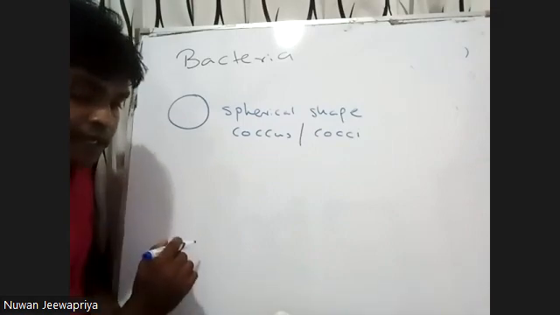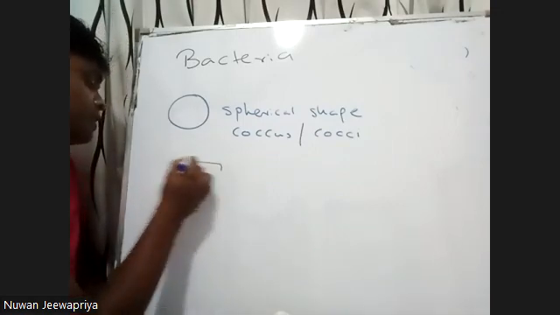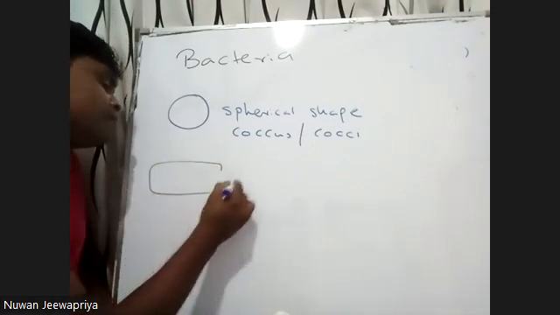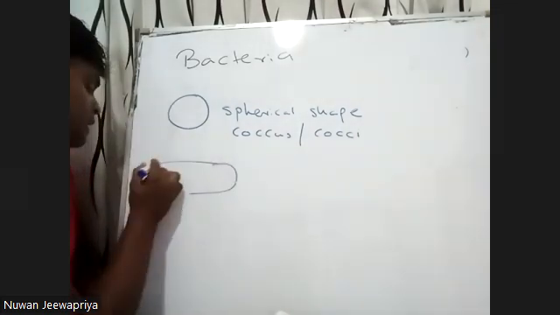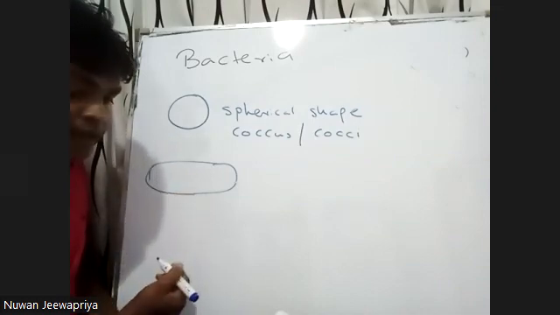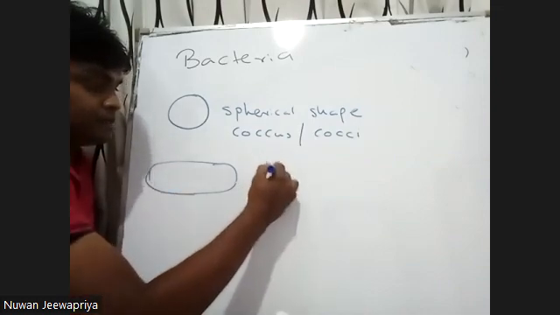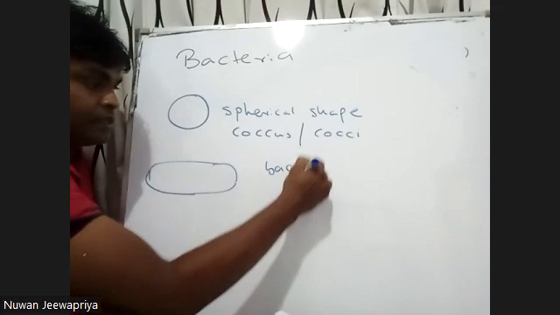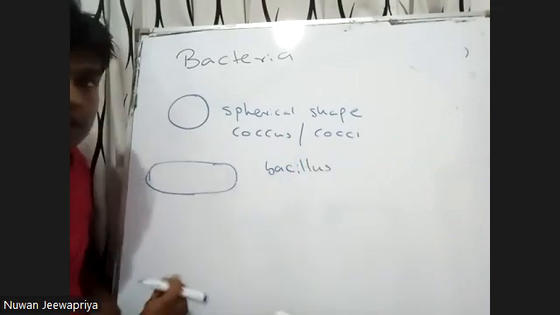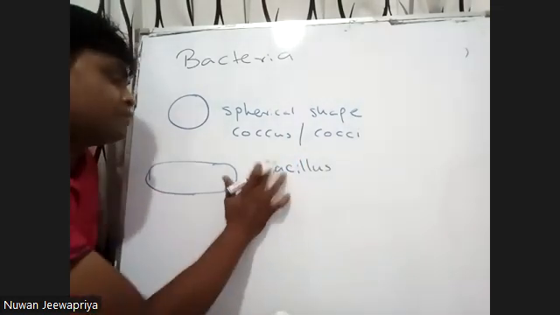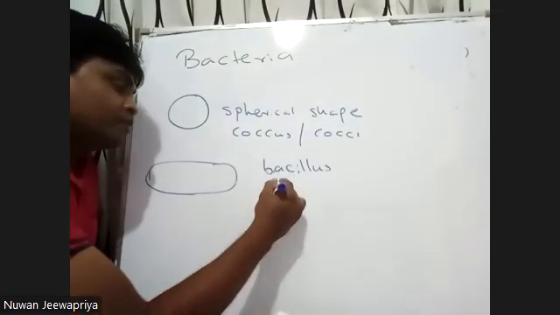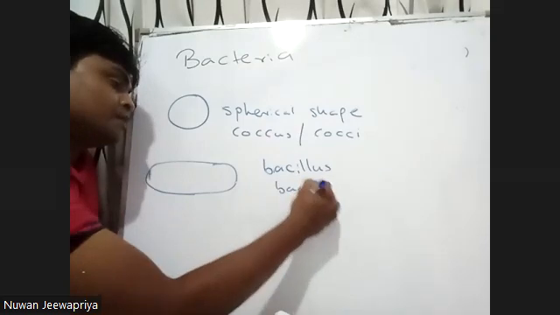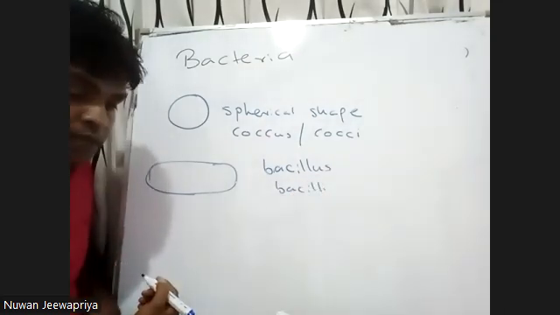And if the bacteria is this shape, I mean, if the bacteria is rod-shaped, we call the rod-shaped bacteria bacillus. Bacillus is the singular term. Bacilli is the plural term.